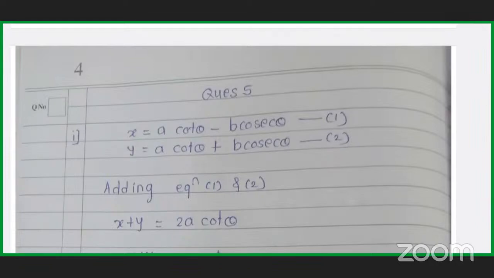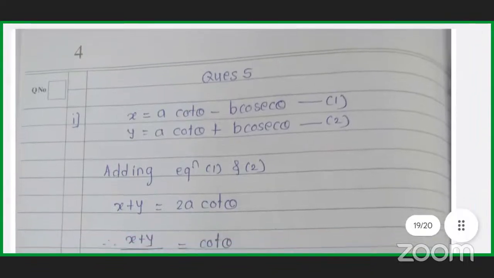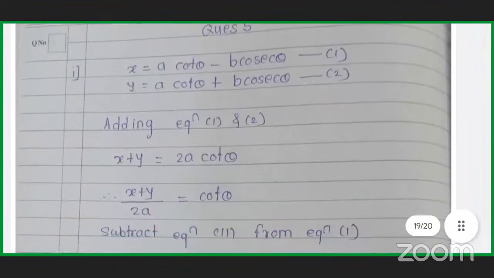It is nothing but a linear equation in two variables. So we write here, adding equation 1 and 2, because we have to use the elimination method. The b cosec theta terms, minus and plus, get cancelled. So adding equation 1 and 2, we get x plus y equals a plus a, that is 2a cot theta. So the value of cot theta is x plus y upon 2a.